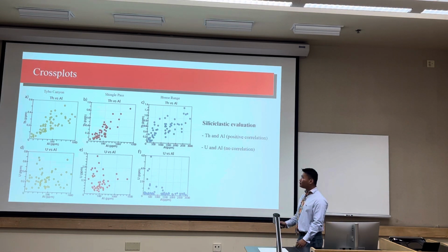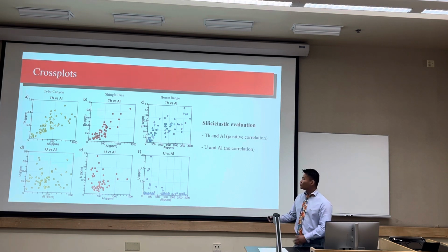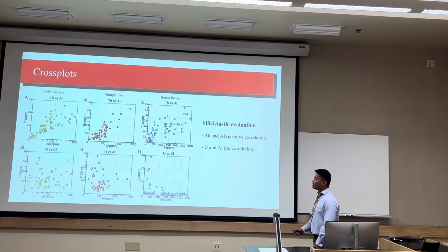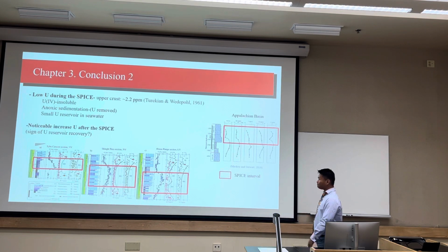I plot thorium over aluminum. It shows that they have a positive correlation. It tells you they are both from a siliciclastic origin. When I plot uranium against aluminum, there's no correlation. It tells you siliciclastic is not dominant.